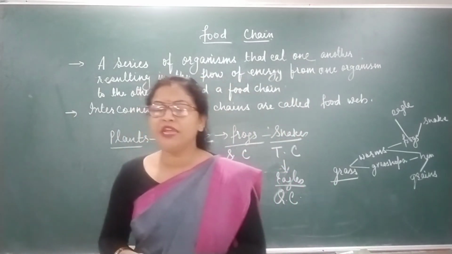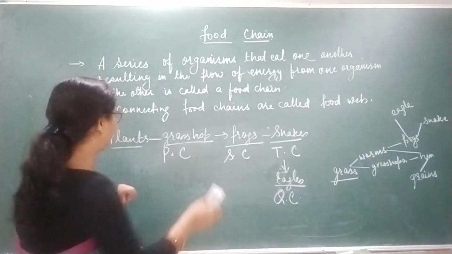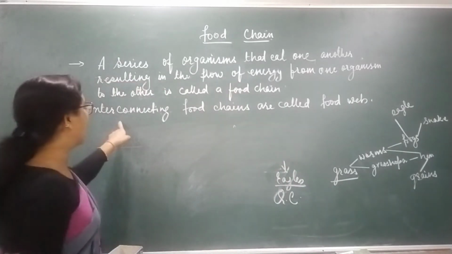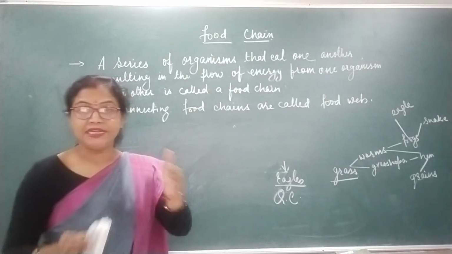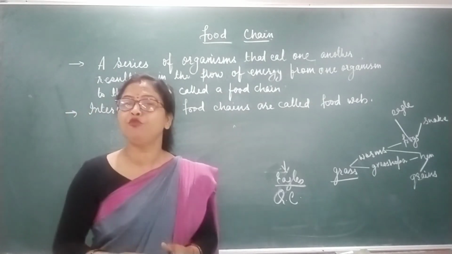Now, how can we explain this food web? The food web means what? We can say interconnecting food chains are called food web. Interconnecting food chain जो है उन्हें हम food web कहते हैं.